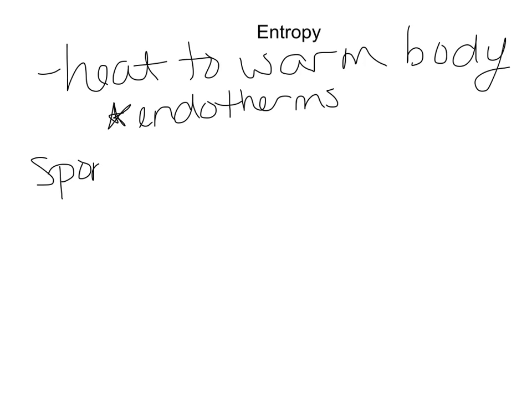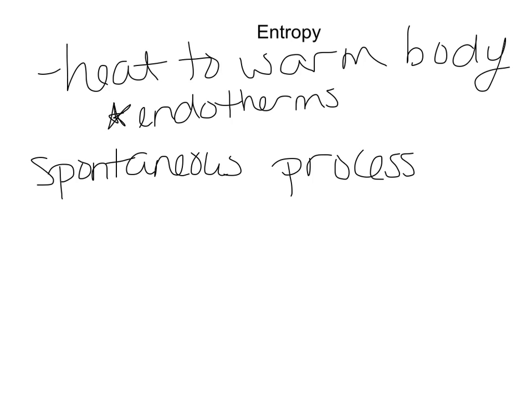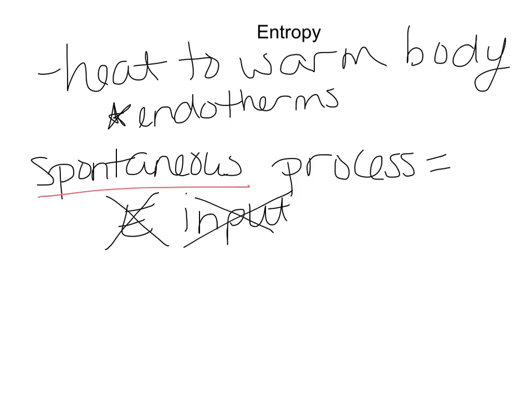A spontaneous process. Okay, so a spontaneous process is one that can occur on its own. If something is spontaneous, it wasn't planned out, it's spur of the moment. So a spontaneous process can occur on its own, and if it can occur on its own, then it does not need an energy input. Some examples might be rust or an explosion. Those do not require an input of energy to occur spontaneously.